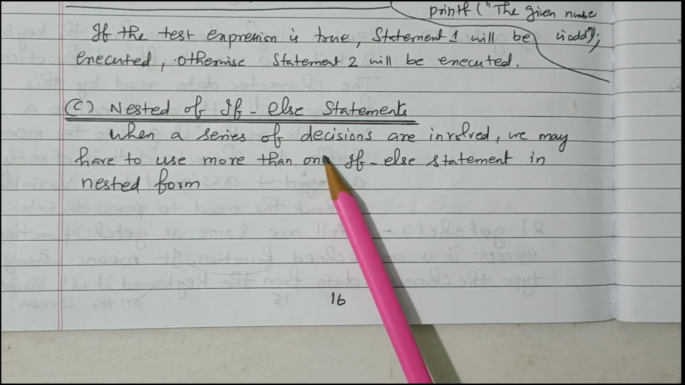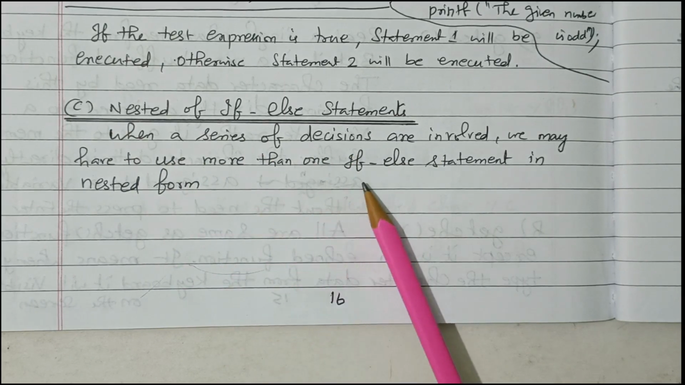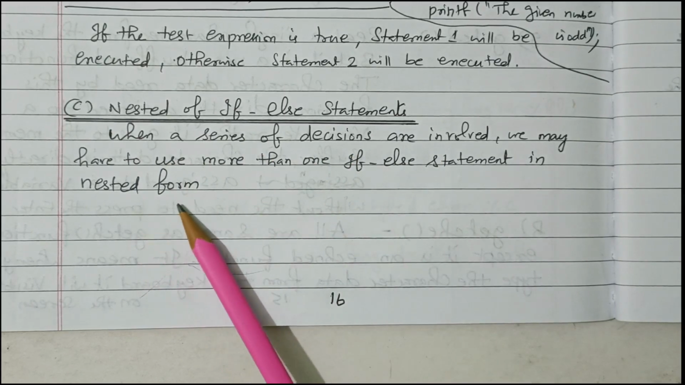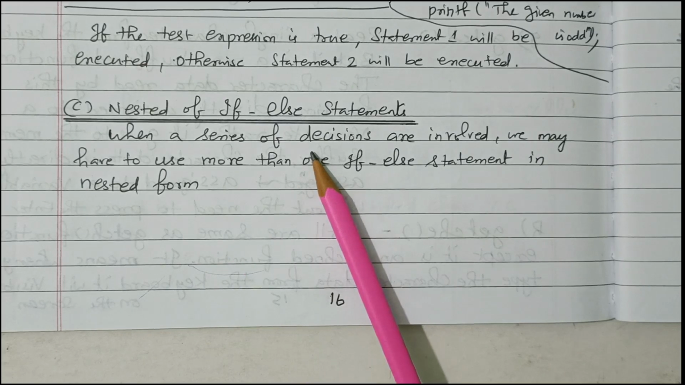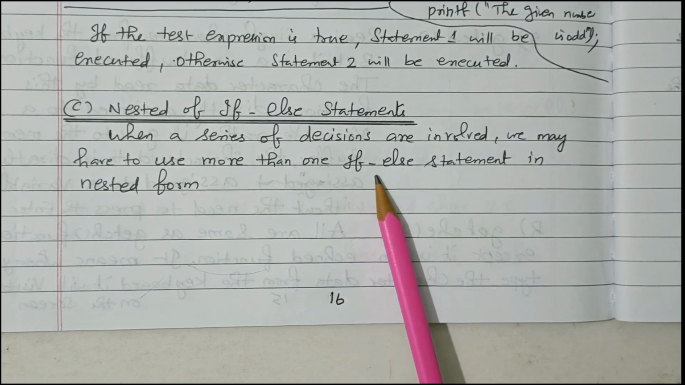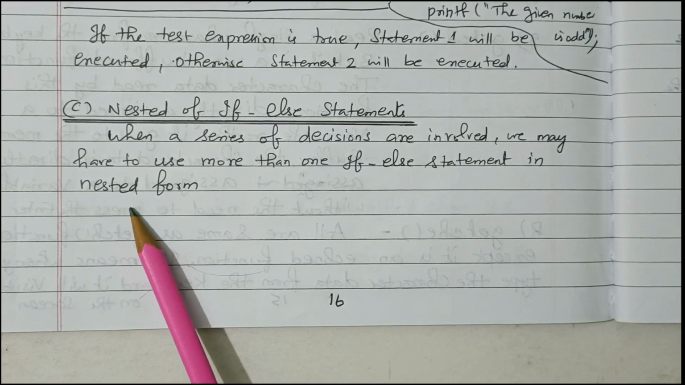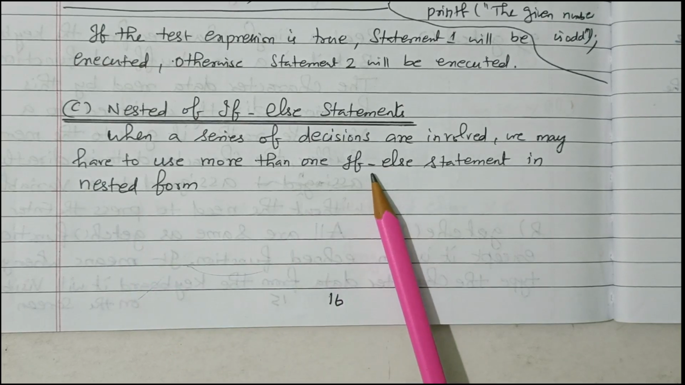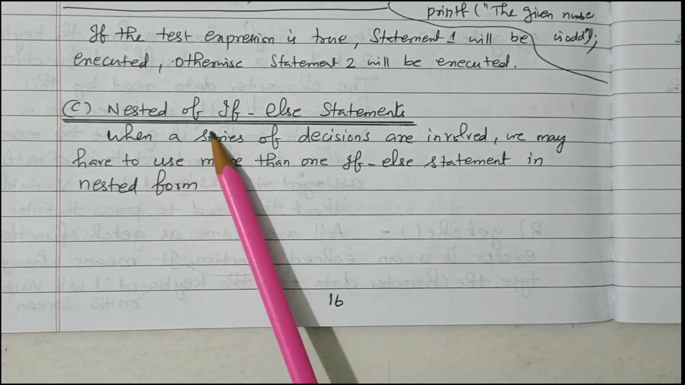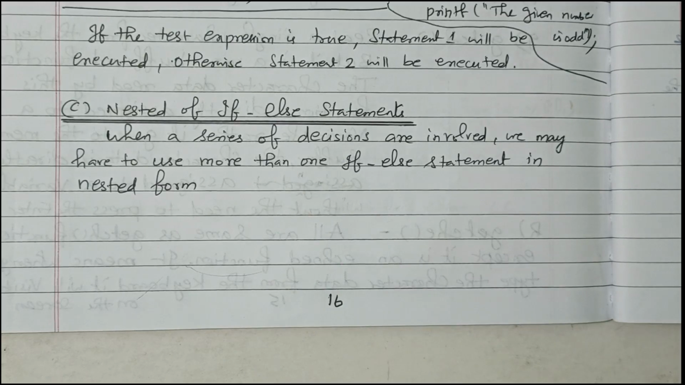When a series of decisions are involved, we may have more than one if else statement in the nested form. Suppose we have n number of decisions, more than one decision, then we need to go with if else statements in a series form, that is nested form, added together. When more than one if else statement is given, it is called a nested if else statement. Now we'll see the general format for the nested if else statement.